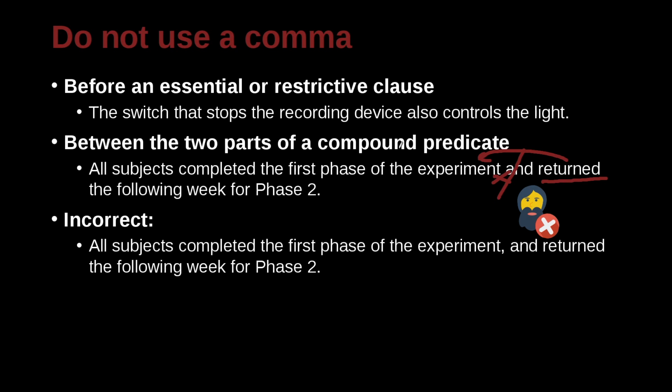Here are some examples of incorrect. So all subjects completed the first phase of the experiment and returned the following week. Comma and conjunction. You must have independent before, you must have independent after, but that is not true, so this is incorrect.